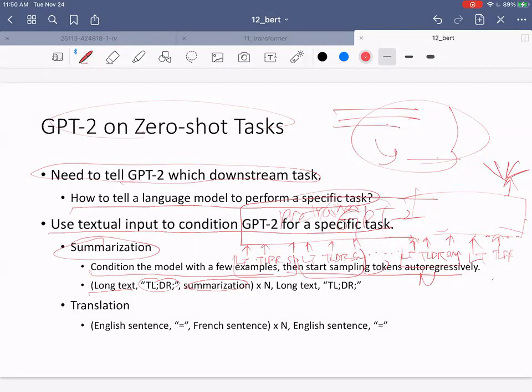And if it's translation, then you can do English sentence, special token, which is an equal sign, then French sentence, do it for n times, and then English sentence, equal sign, then start sampling your French sentence. So actually, this is how they did zero-shot tasks. There is not a single backpropagation or fine-tuning or anything. You just have a fixed GPT-2 model and then do downstream tasks in this manner. So what they're trying to do is, can the model understand what it needs to do by priming or conditioning the model with several examples and then start sampling autoregressively?